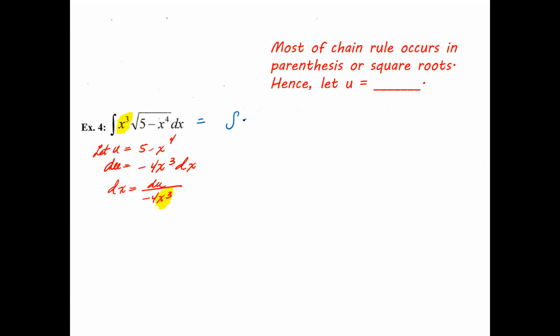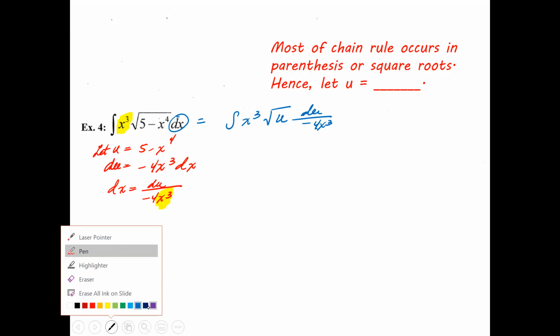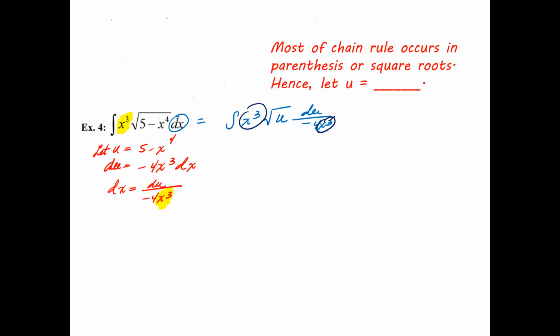So I have x cubed square root of u. Replace your dx with a du over negative 4x cubed. And I can go ahead and cancel that x cubed, so that's gone. Move the negative 1 over 4 outside of the integration. Replace the square root of u with u to the 1/2, du. Everything is in terms of u. So yay, now you can proceed forward.